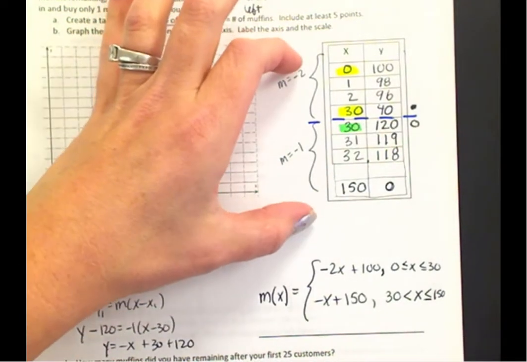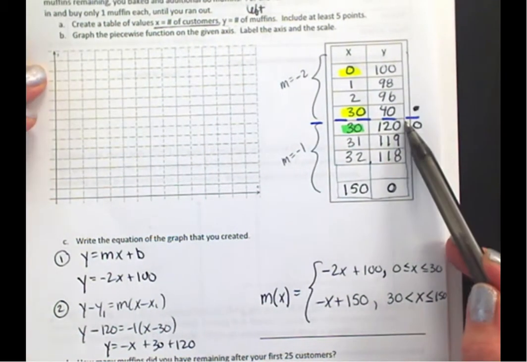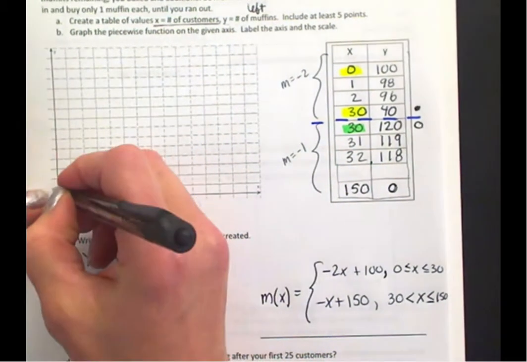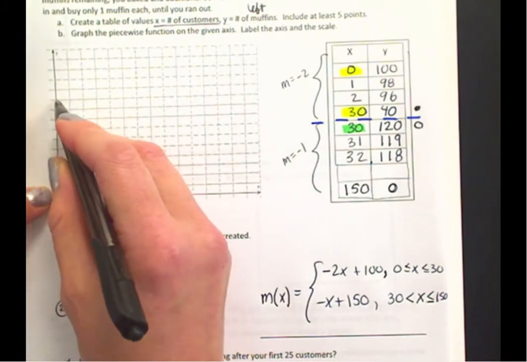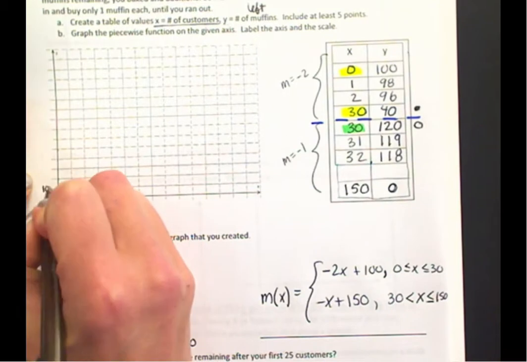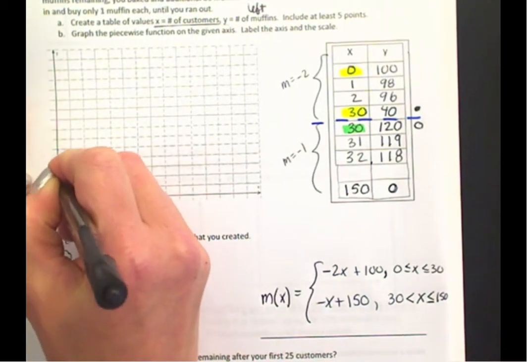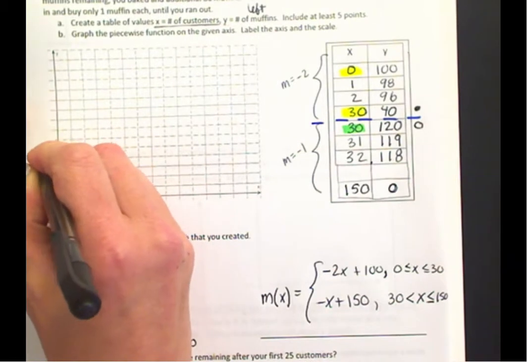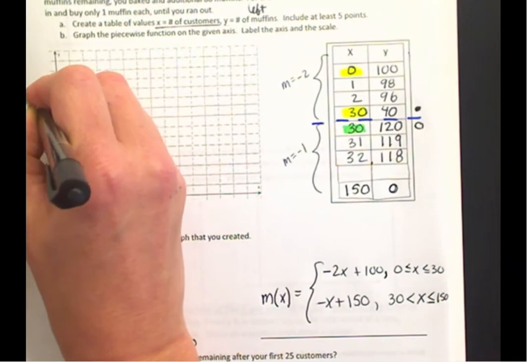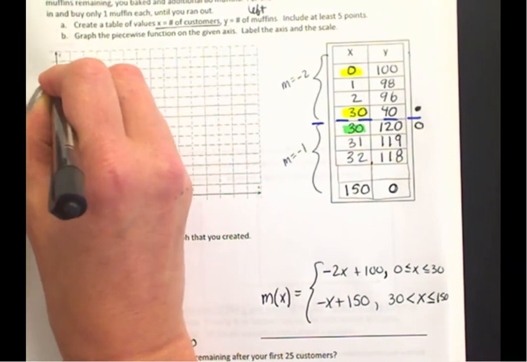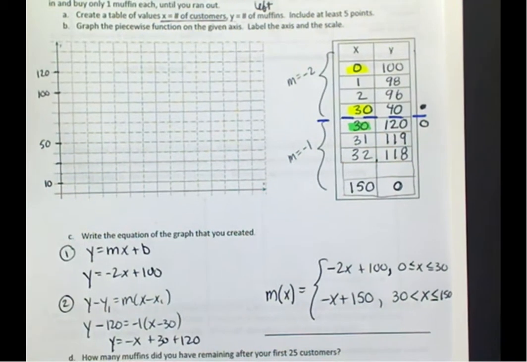It looks as though I need to go all the way up to 100, 120 on the y's. 10, 20, 30, 40, 50, 60, 70, 80, 90. Okay, so I'm going to count by tens. 20, 30, 40. You don't have to label every mark, guys. 60, 70, 80, 90, 100.